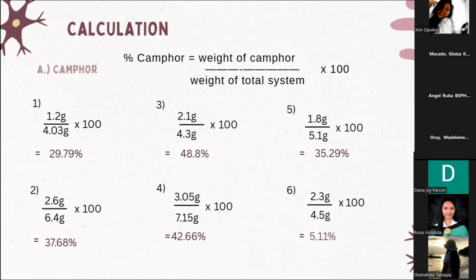For system 3, 2.1 grams divided by 4.3 grams multiplied by 100 gives us 48.8%. For system 4, 3.05 grams divided by 7.15 grams multiplied by 100 gives us 42.66%. For system 5, 1.8 grams divided by 5.1 grams multiplied by 100 gives us 35.26% weight over weight. For system 6, 2.3 grams divided by 4.5 grams multiplied by 100 gives us 5.11% weight over weight in camphor.